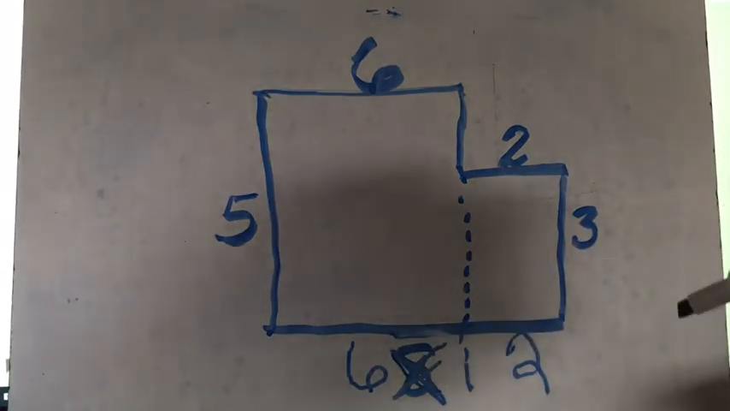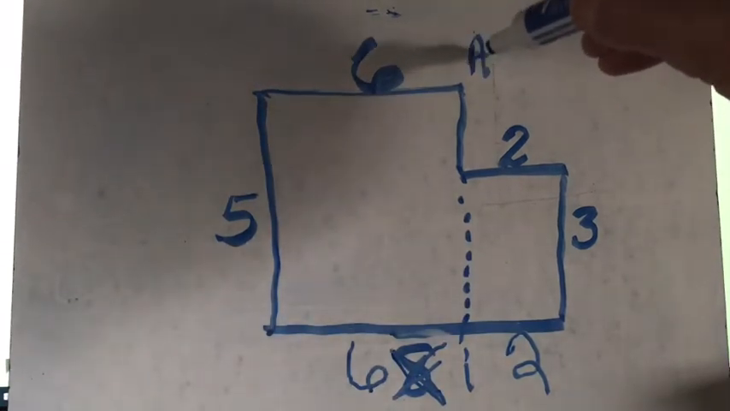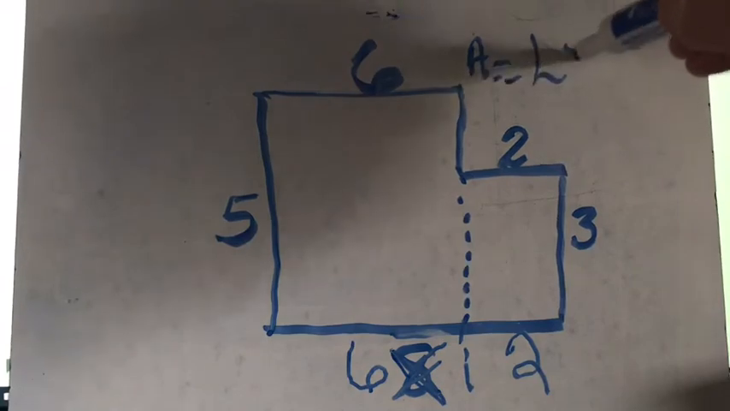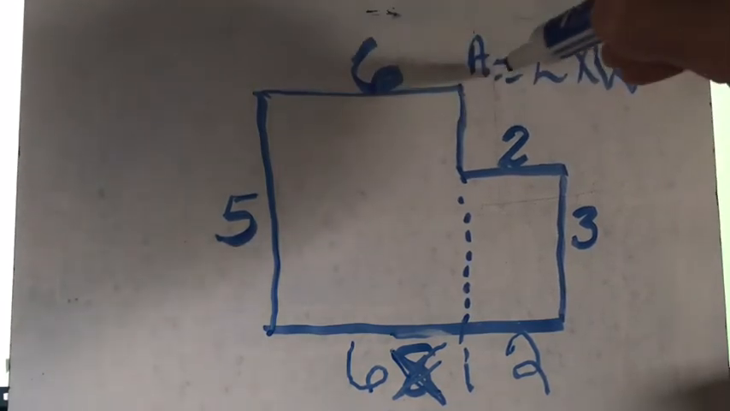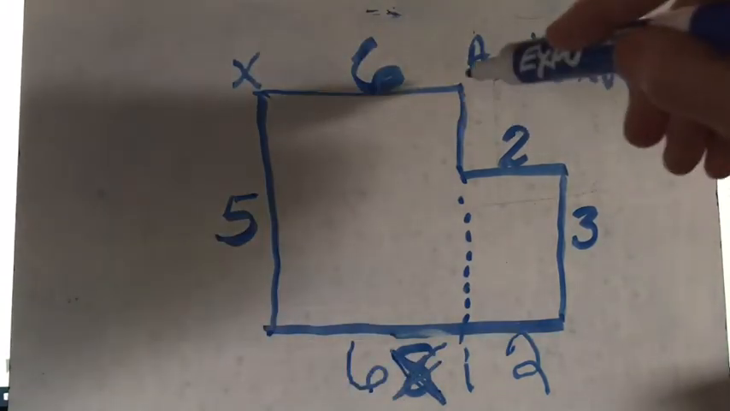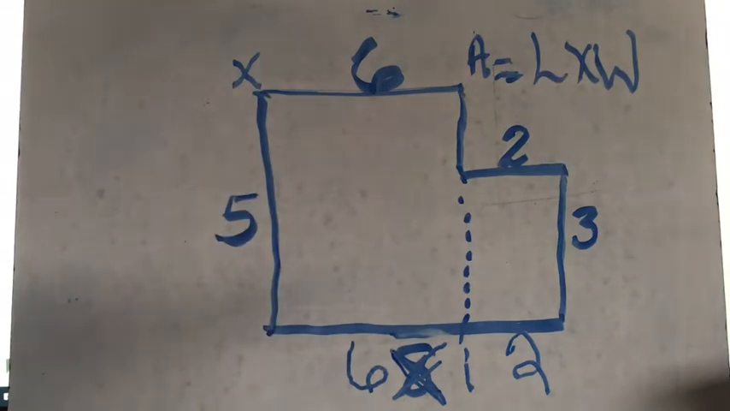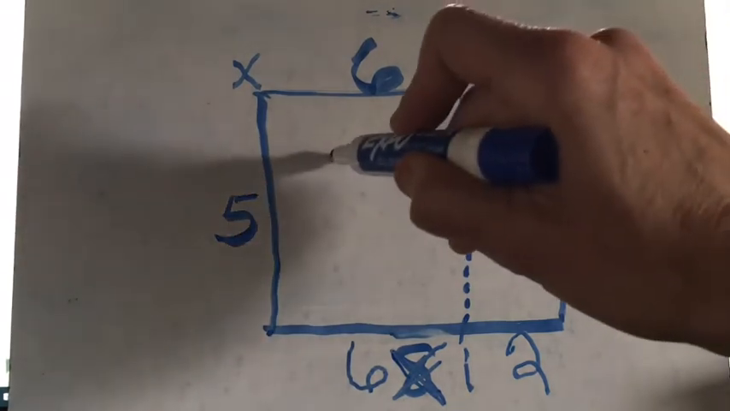When I figure out the area of a rectangle, I know area equals length times width. So I'm going to do 5 times 6 and get this rectangle here. All right, count by 5s. 5, 10, 15, 20, 25, 30. 5 times 6 is 30.